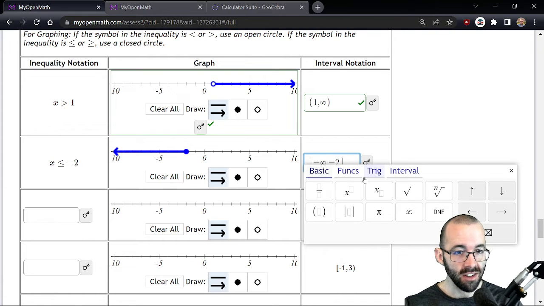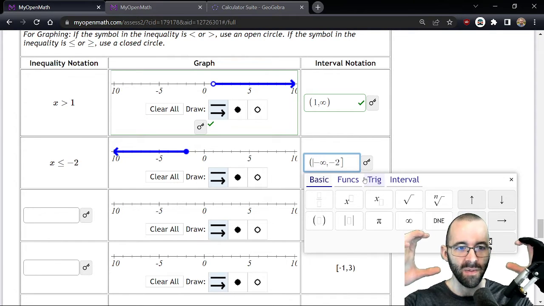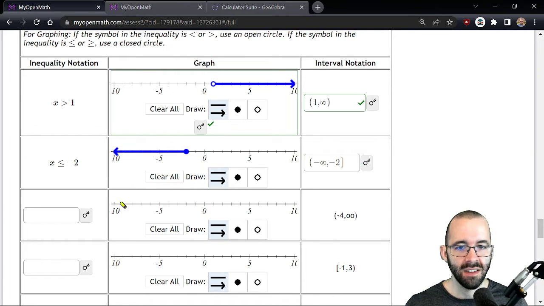Don't fall for the autofill here. We can never touch negative infinity. So even though it looks weird that they're not the same, infinity and negative infinity always have parentheses.